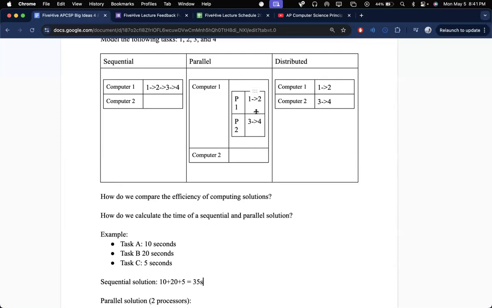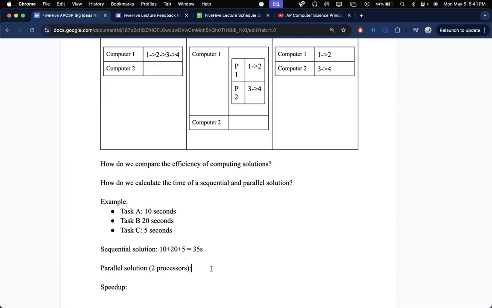Because we're splitting up the work. So, as far as this example with two processors, we can get the shortest amount of time by splitting up the tasks as evenly as possible, right? If 20 is going to be the longest amount of time, then let's separate that one from the other two, 10 plus 5. So we have 20 seconds on one processor, 15 seconds on the other one, and then what do we get? We say that the whole process takes 20 seconds.